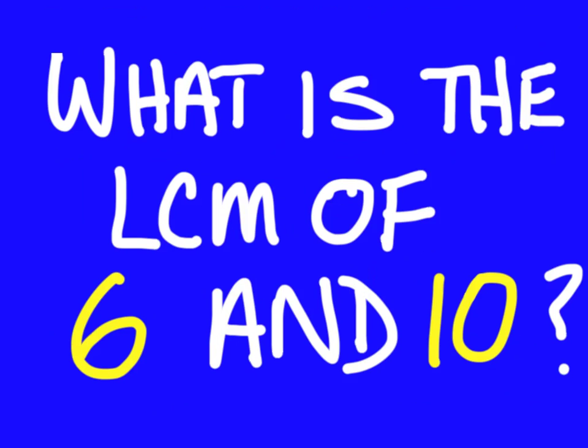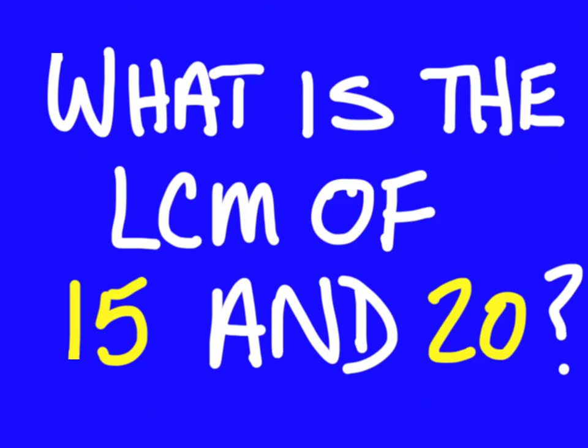What is the least common multiple of 6 and 10? In other words, what's the lowest number they both go into? 30. So just answer with the least common multiple if you think you know it. I can't either because I feel like it's just 15 and 20. 60. 60 is right.